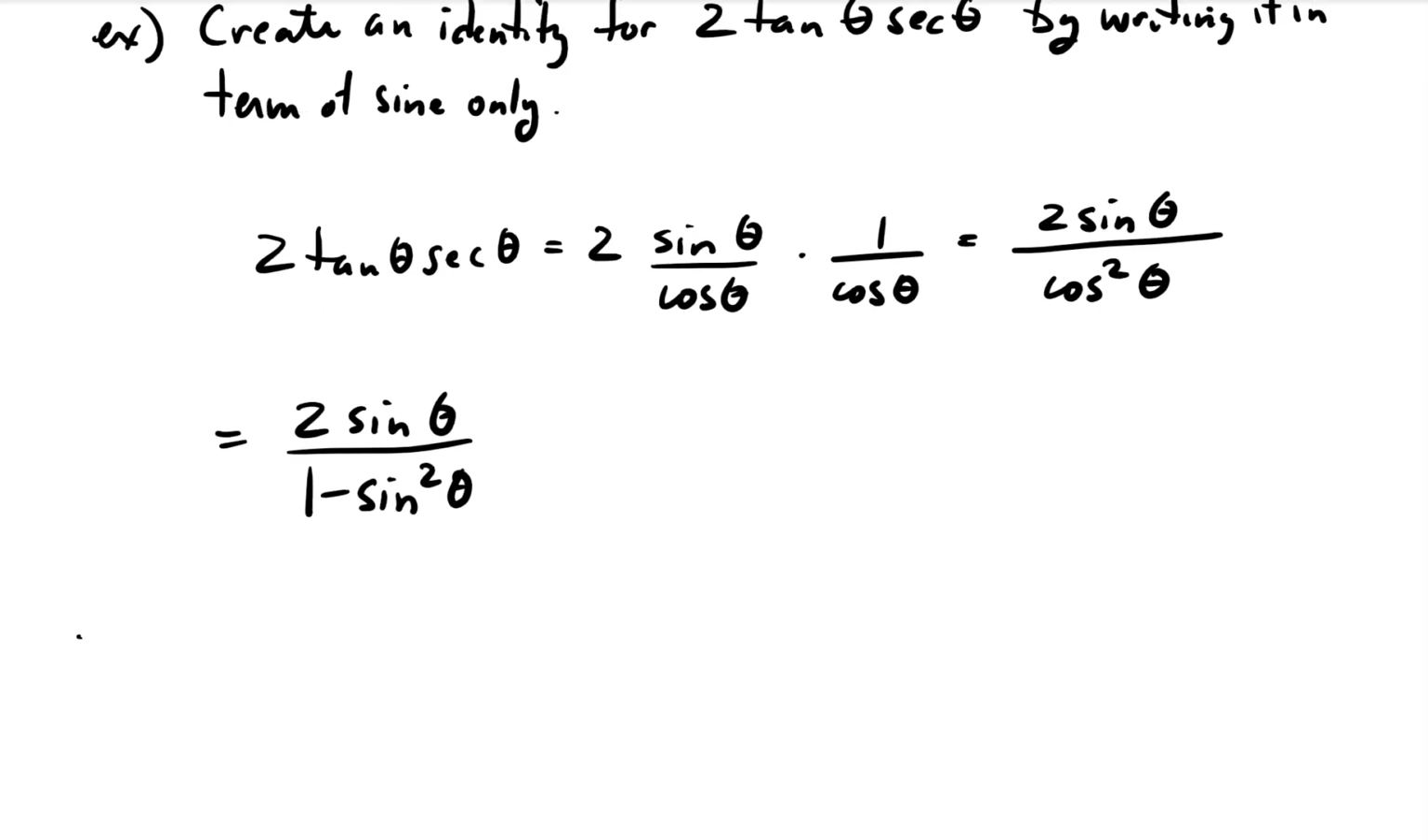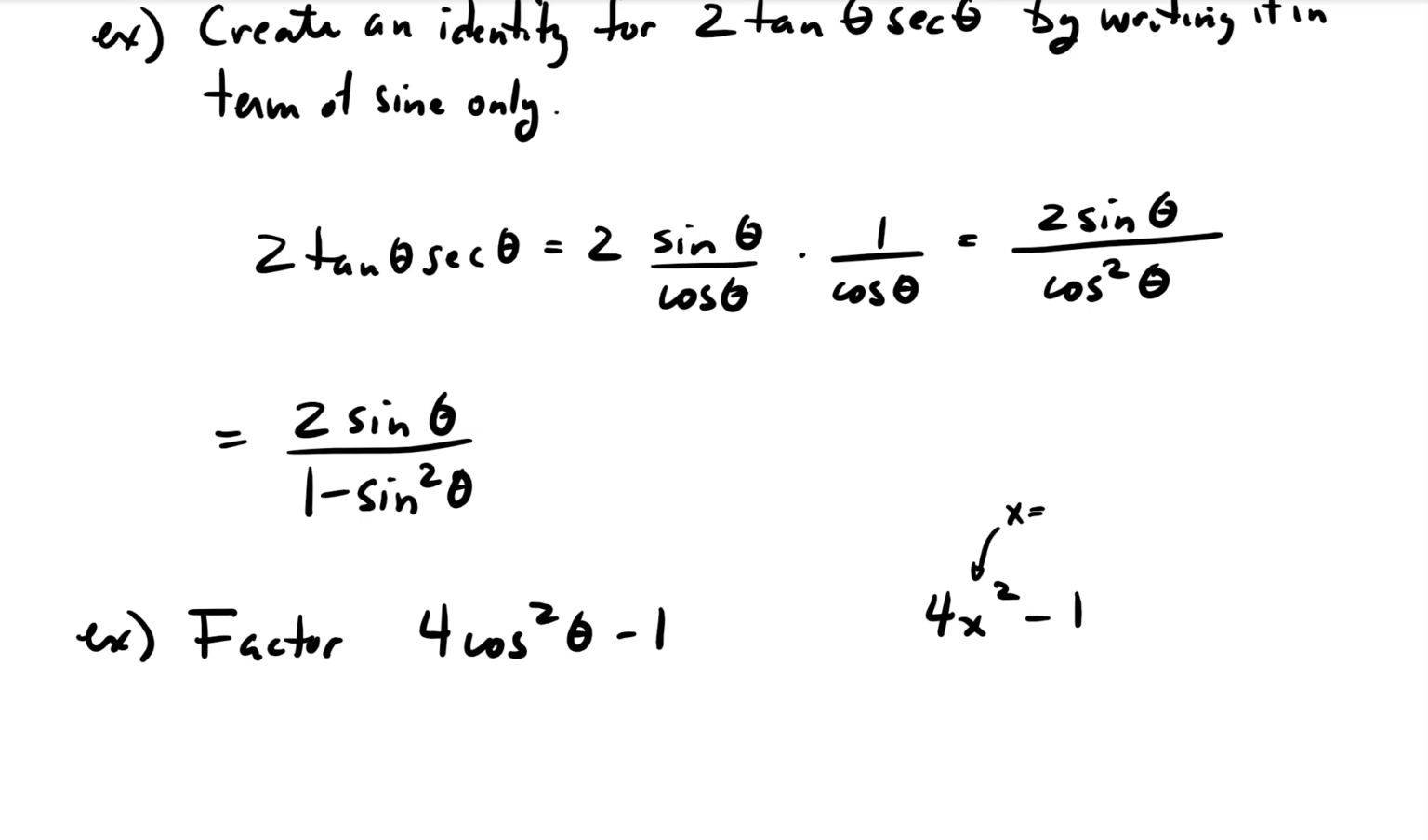And the last example, we're going to factor an expression. So factor 4 cos squared theta minus 1. Okay, so we're going to factor just like we factor polynomials, except that we've got a trig function in there. So this is very similar to this, where x is the cosine of theta. Okay, so how do you factor 4x squared minus 1? So that's maybe a first question to answer. Try to do that on your own.